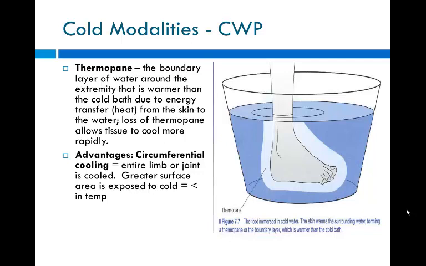So in our case, that's why we put the jets on in a cold whirlpool, because it continuously breaks down that thermopane layer. Whereas if you're in an ice immersion, if you don't move your foot, you're going to have that thermopane layer. Advantages: circumferential cooling. Entire limb or joint is cooled. Greater surface area that is exposed to the cold equals a greater decrease in tissue temperature.